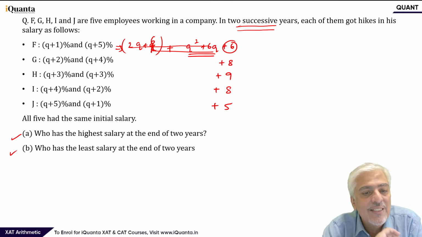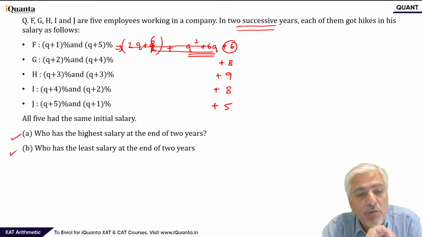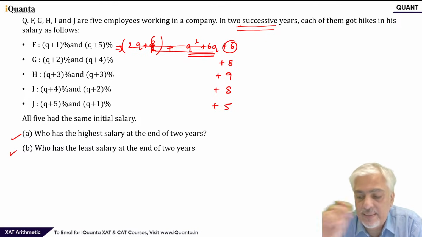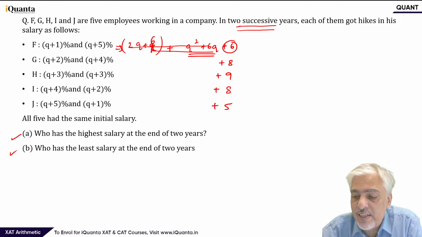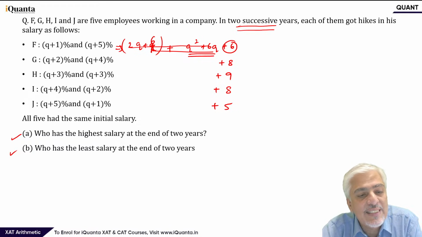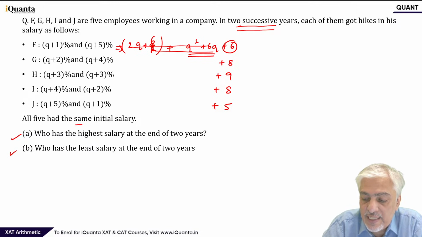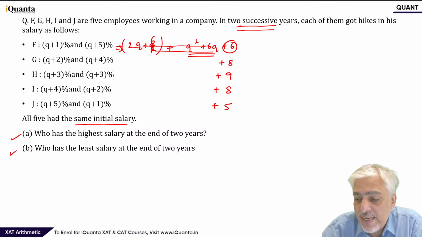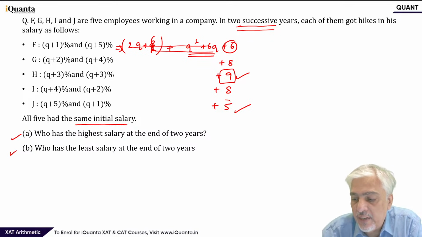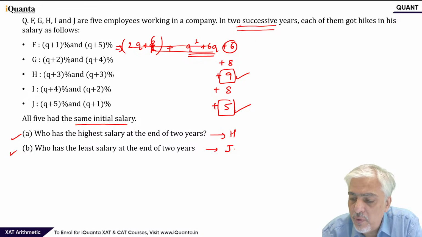Now let's understand. So basically, if you see what is happening, everybody is having a different percentage increase. Who has the highest salary at the end of 2 years and who has the least salary at the end of 2 years? They all started with the same initial salary. So the highest increase H will get and the lowest increase J will get. Topic over. Because this 9 is the highest over here and 5 is the lowest increase over here. So this will be H and this will be J.